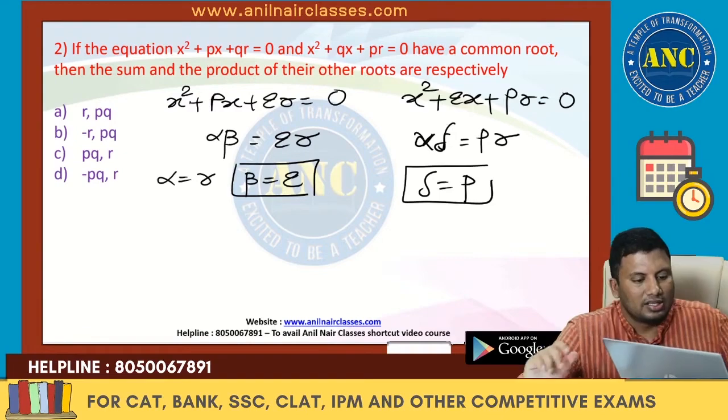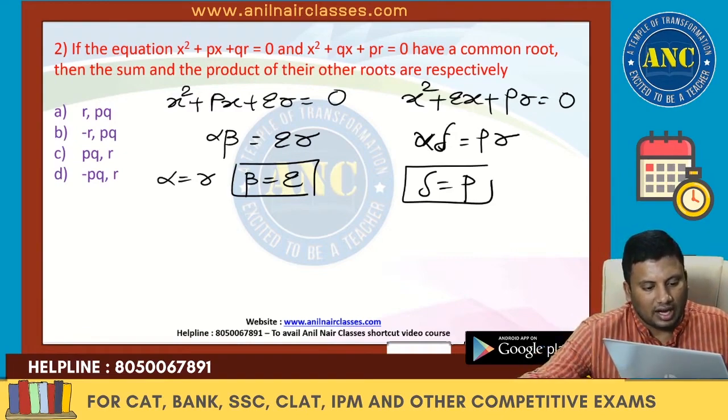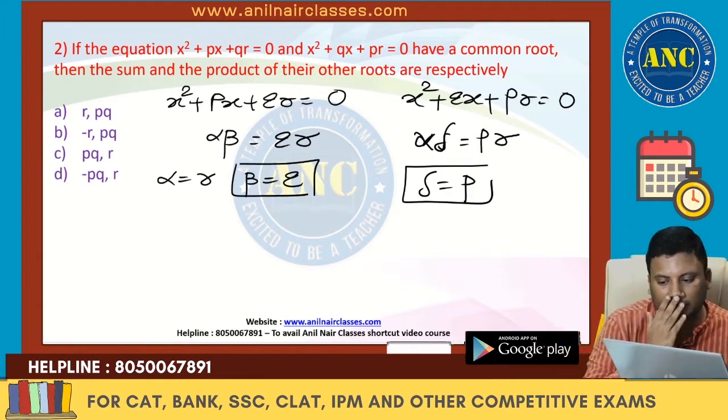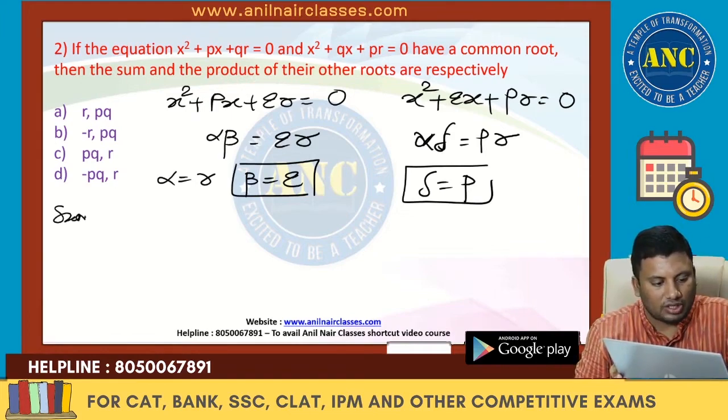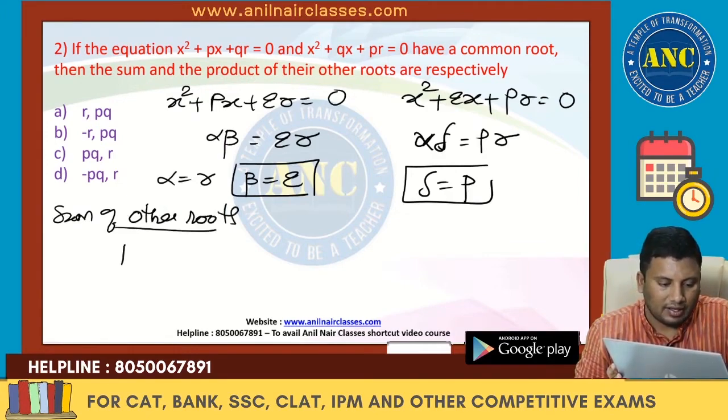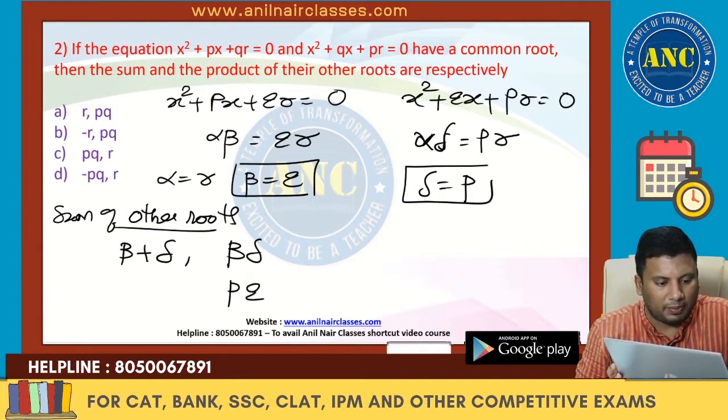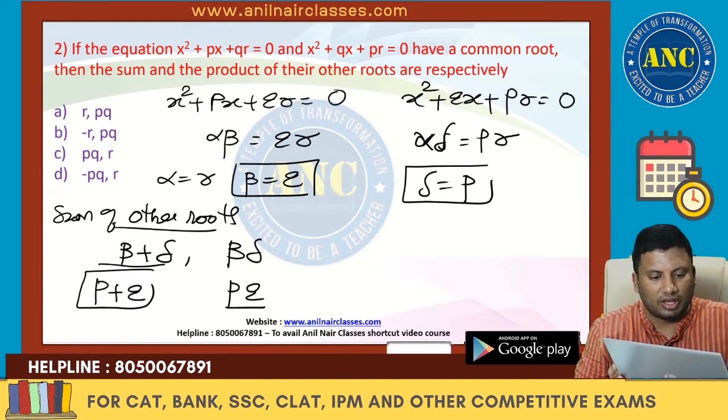Then we need the sum of their other roots and the product of their other roots. The sum of the other roots is beta plus gamma, and the product is beta gamma. These are nothing but p plus q and pq.